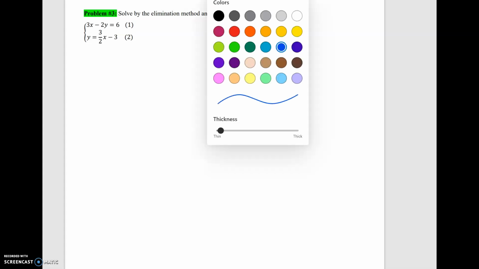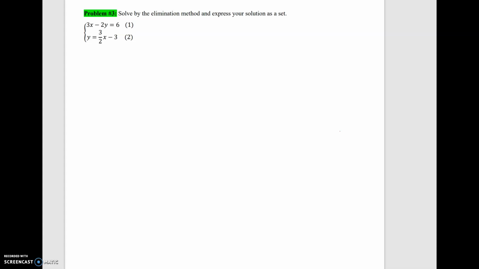Hi class, let's take a look at example 3. In this example, they want the elimination method, and they're also asking us to express it as a set. Remember that the elimination method wants you to put the equations in standard form. So let me just put it in standard form.